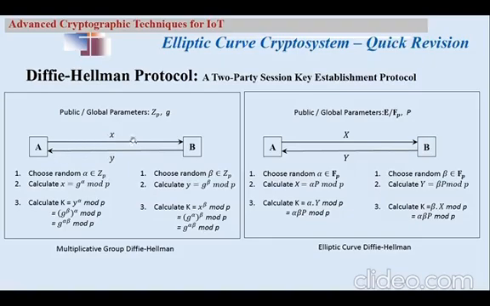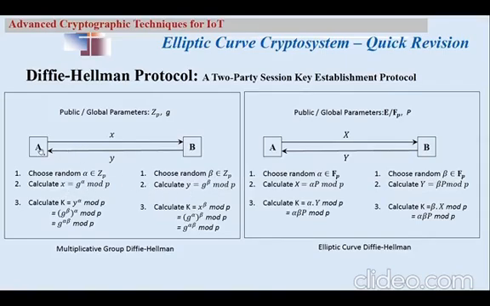Suppose they agree on some Zp and g. Those are called global parameters, Zp and g. g is the generator of the group. Now A chooses alpha from Zp randomly and B chooses beta randomly from Zp, and then A calculates g power alpha mod p and B calculates g power beta mod p, and they exchange these x and y values with each other.